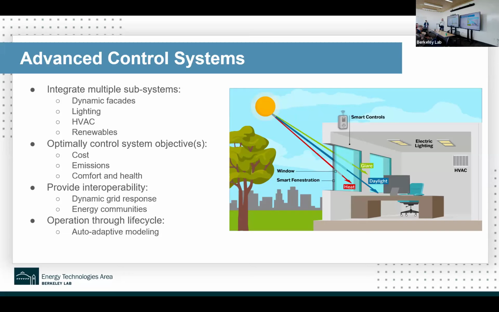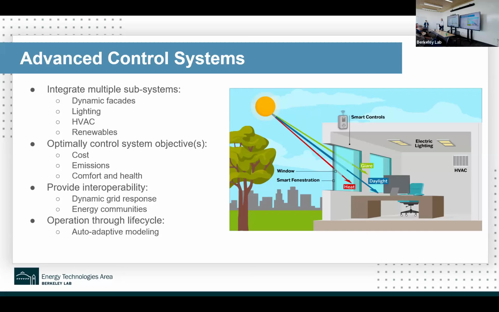We can also provide interoperability with dynamic grid response. Again, that's related to responding to the dynamic emissions on the grid and dynamic generation of renewables on the grid from mostly PV and wind, and then scale up into a broader spectrum, such as not only one building but multiple buildings, energy communities, or whole campuses, for example, like the whole LBNL facility here.